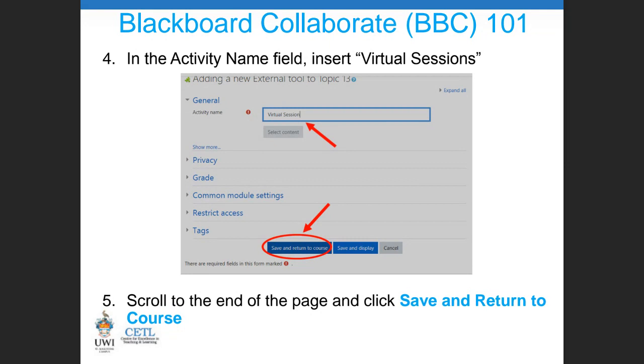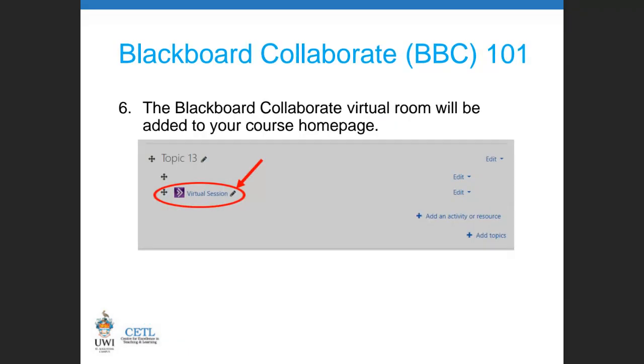So you state the name of the activity, let's call it virtual sessions for now. And then all you do is click save and return to course. That's it. Save and return to course. And once you do that, you will see Blackboard was added to your course homepage. So this is where students will click when they need to access your session.